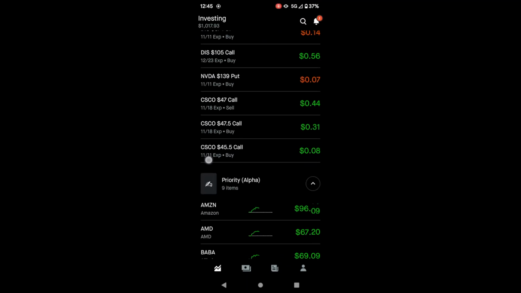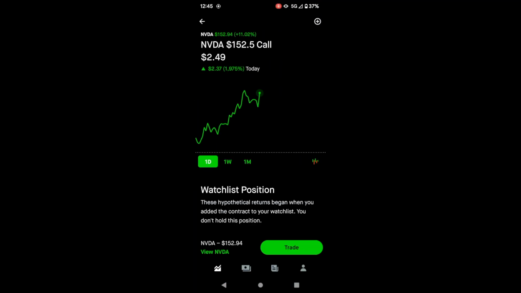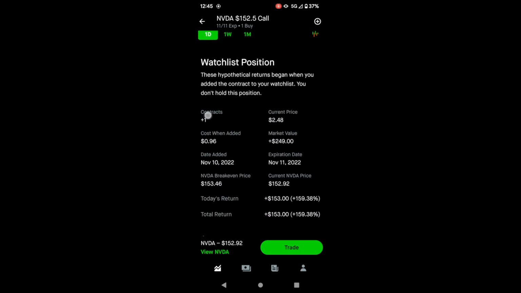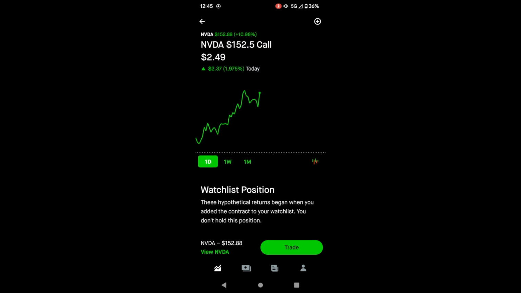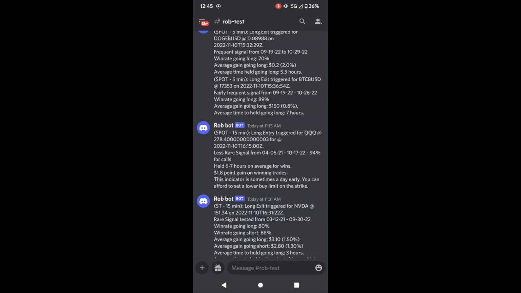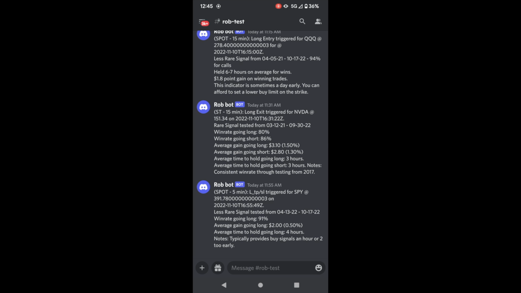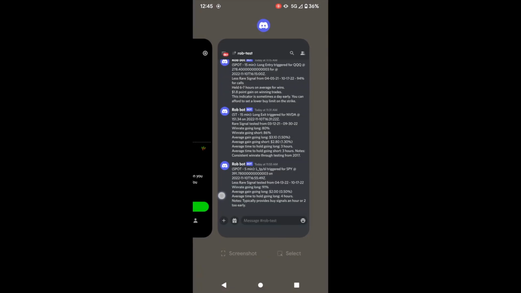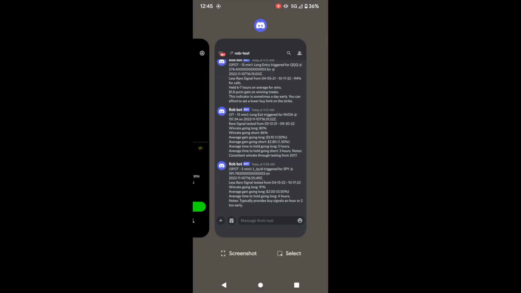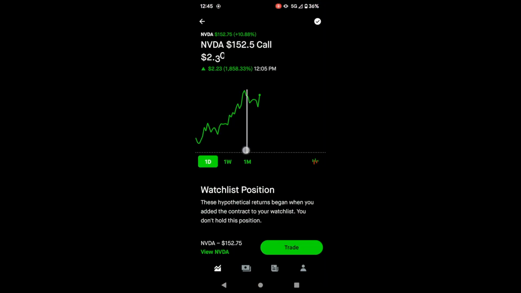All right, so we want to take a look at that NVIDIA call at the 152.5 strike price that I was initially looking at around 50 cents. And I showed you that it reached 97 or whatever the case was, almost doubled. Now it's at 242, and our sell signal just triggered. So that would have been a 50 to 200 play. If you had $500, that would have turned into $2,000. If you had $5,000, that would have turned into $20,000. Whew, that's a hard one to see, right?